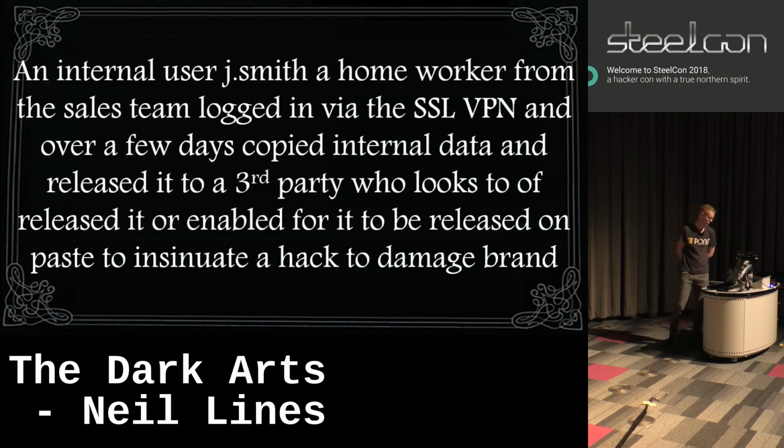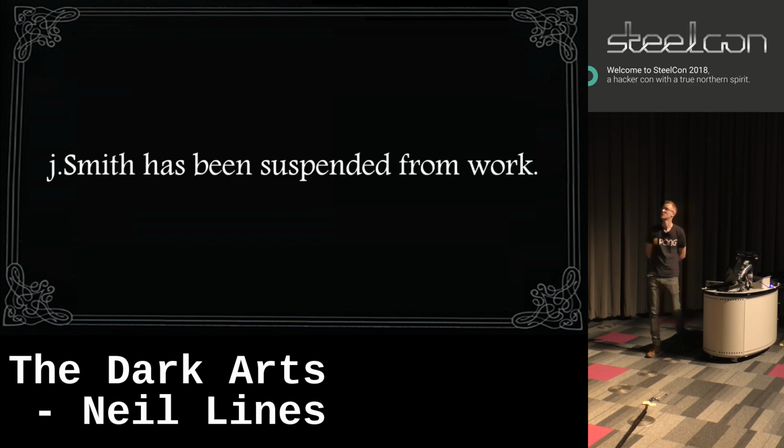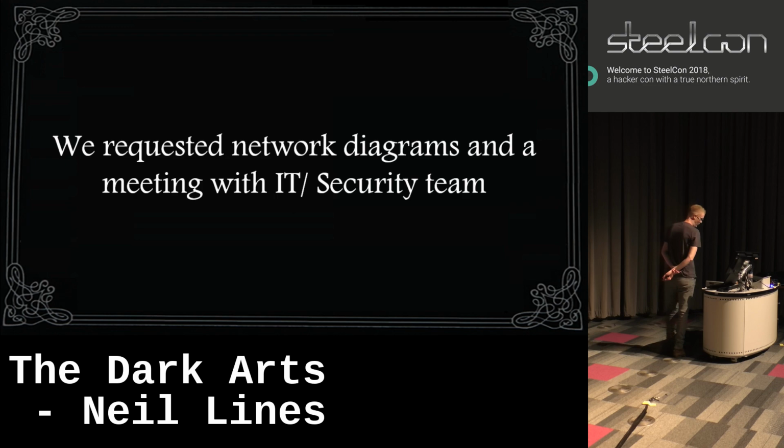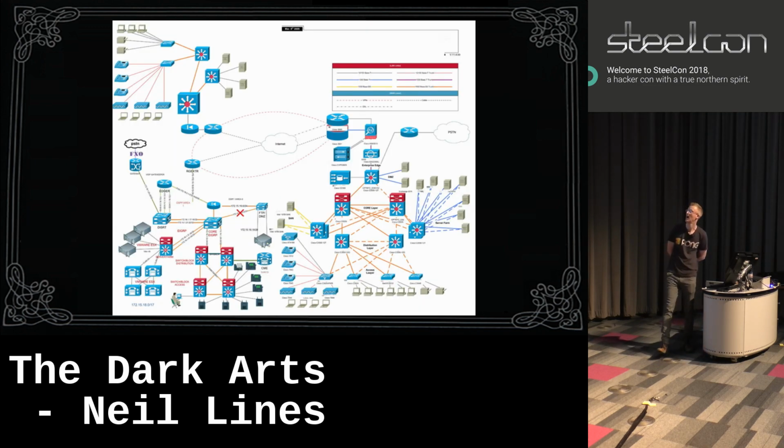An internal user called Jay Smith, a home worker from the sales team, logged in via an SSL VPN and over a few days copied internal data and released it to a third party, who looks to have released it or enabled for its release to paste to insinuate a hack to damage the brand. Jay Smith has been suspended from work. We requested network diagrams and a meeting with IT security, and we were given that.